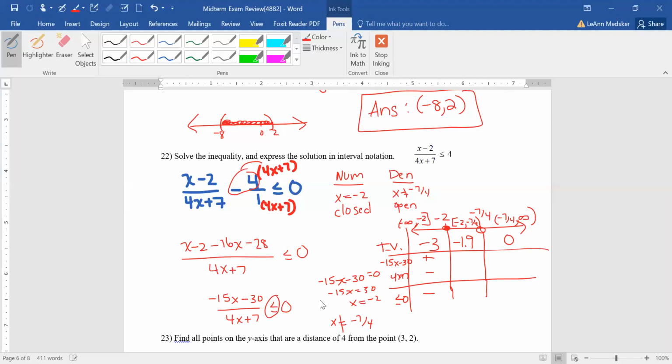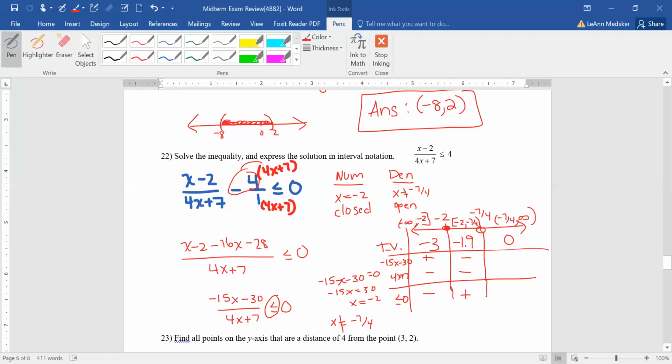And you may want your calculator for the middle one. So 15 negative times 1.9 negative is 28.5 minus 30 is going to be negative 1.5. So this gives me a negative. Negative 1.9 times 4 is a negative 7.6, plus 7 is still going to be a negative. So negative times negative is positive.